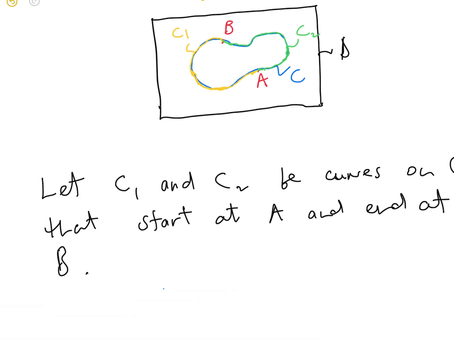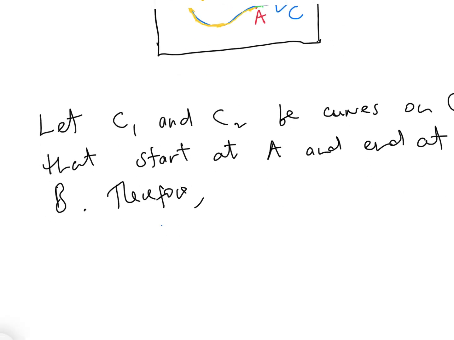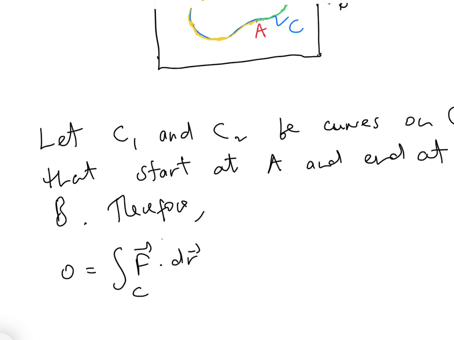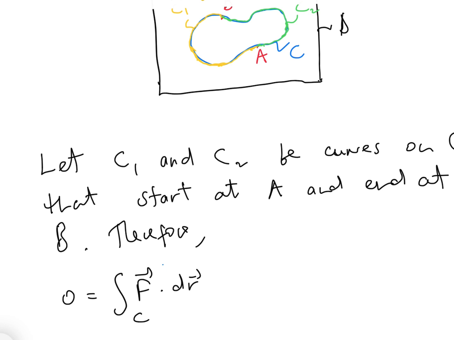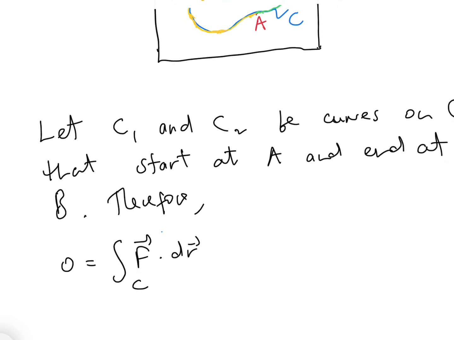Now we say, therefore, first of all, we assume that the line integral of f along any closed curve C is equal to 0. In this case, obviously, C is a closed curve. We said let C be a closed curve in D. So because of our assumption, this line integral is equal to 0. Now, this is equal to the following, though.